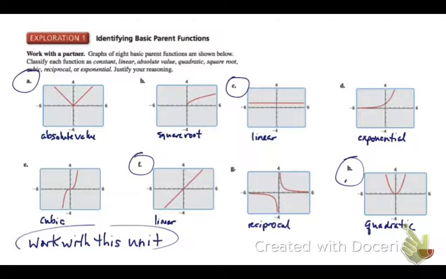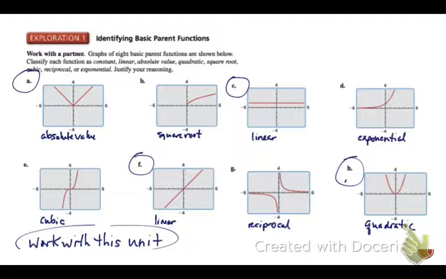Okay, check and see how you did. A is a V-shaped graph, and that's the graph of an absolute value function. B is a curve just on one side. It is a square root function. You may or may not have seen this before. C is a straight line. It's a horizontal line, but that is definitely a linear function.